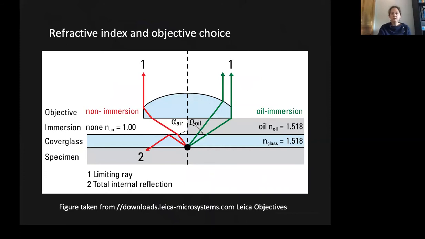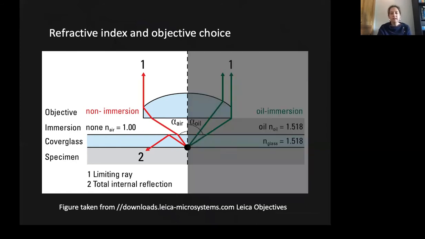Firstly, we're going to consider the refractive index of objective immersion media, and what that means for our imaging experiments. Thinking about refractive index, we can consider why and when we use oil or water immersion objectives rather than air objectives.